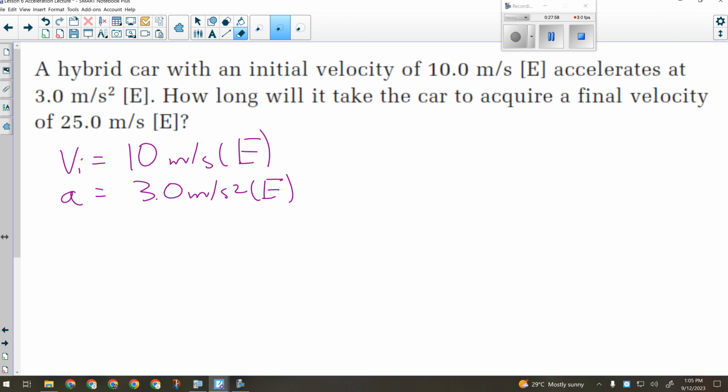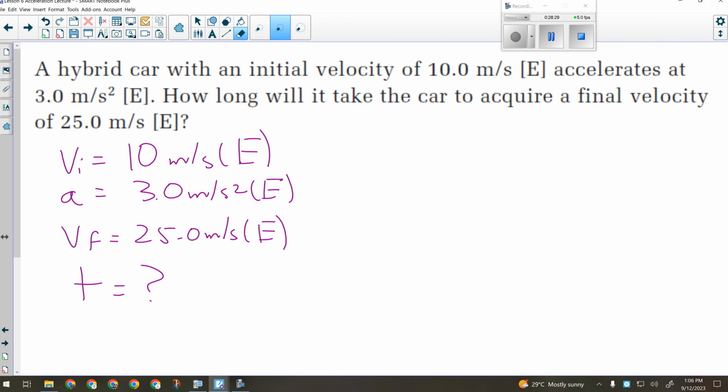Okay. How long will it take the car to acquire a final velocity, they're telling me Vf, of 25.0 meters per second east? And they want to know how long. So they're asking me to find time. How important is it for me to be able to read a question and get that information from it? Very important.